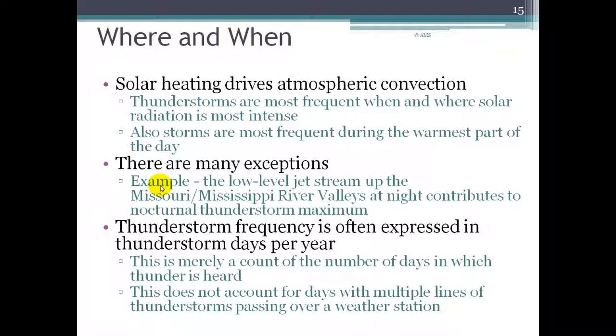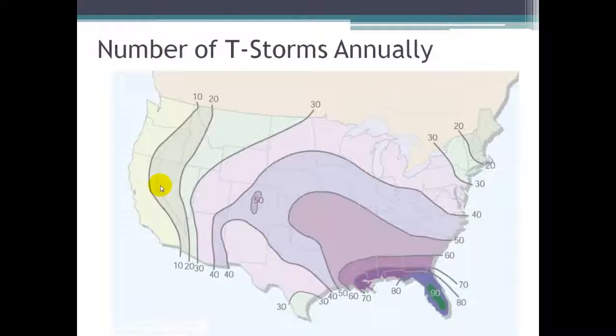Thunderstorm frequency is often expressed in thunderstorm days per year. It's just a count of the number of days in which thunder is heard. So it depends on somebody hearing that thunder. So it underestimates what's going on. Here's a map that shows the number of thunderstorms annually. You can see these isolines represent that quantity, the number of thunderstorms annually. In our country, the most being in Florida.